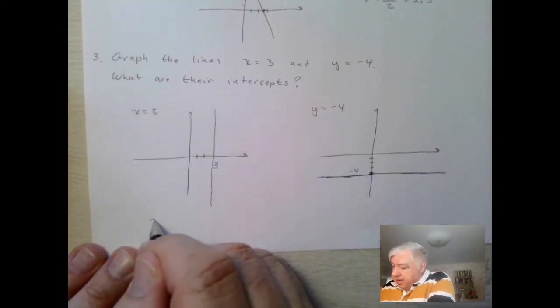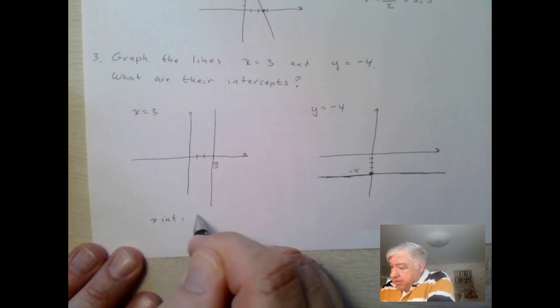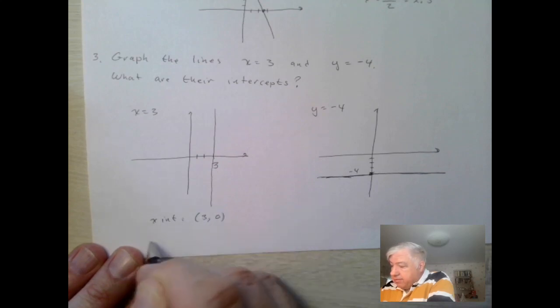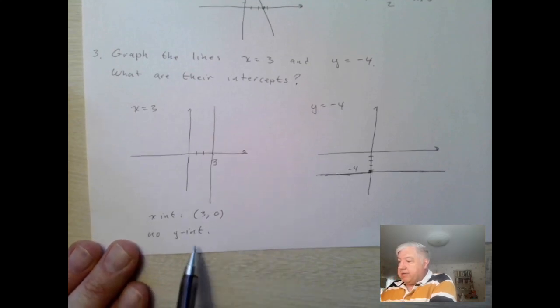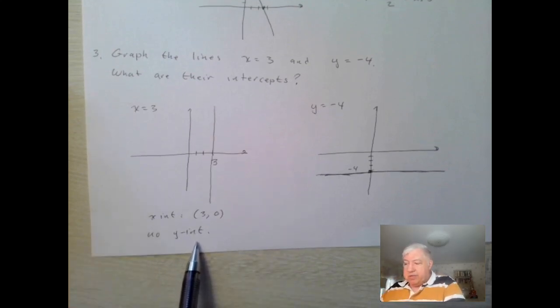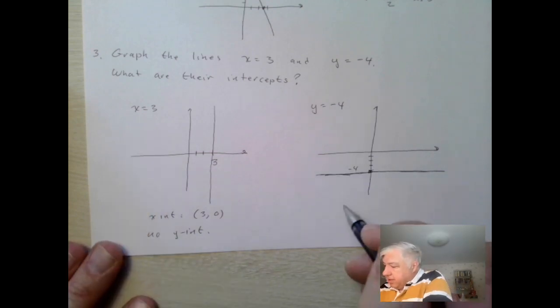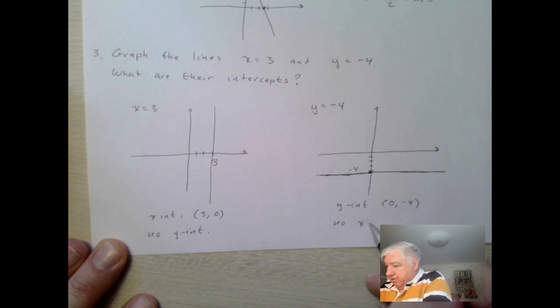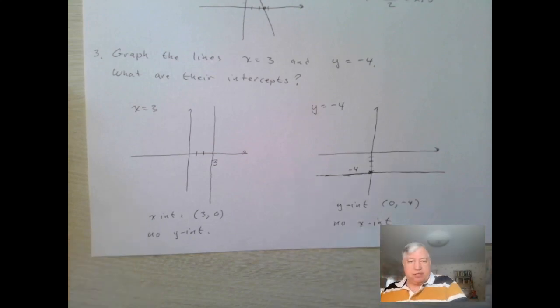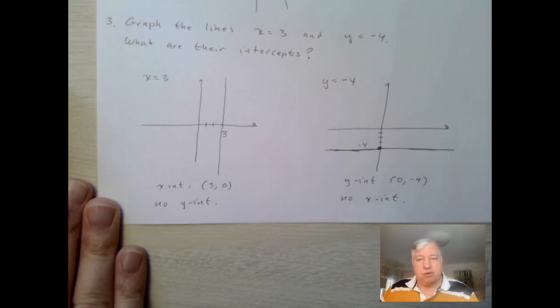The x-intercept here will be (3, 0), and of course there's no y-intercept, because that would mean that x would have to be 0, and that doesn't satisfy this equation. Here, the y-intercept is right here, so that's (0, -4), and there's no x-intercept, right? Okay.